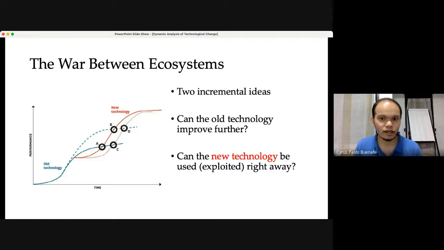The first one is, we're thinking that the old technology will actually die and go obsolete, but what if it can improve further? And the second idea is that as regards the new technology, the new technology already exists, but can it be used right away, or will further development still be necessary before it can be viable, even at a commercial level? So these are expansions to the original idea, and you can even say this is questioning the basic assumptions of the S curve.